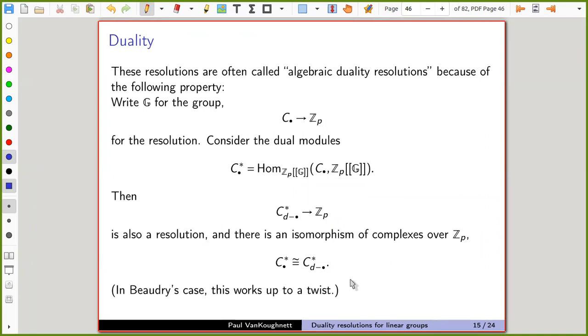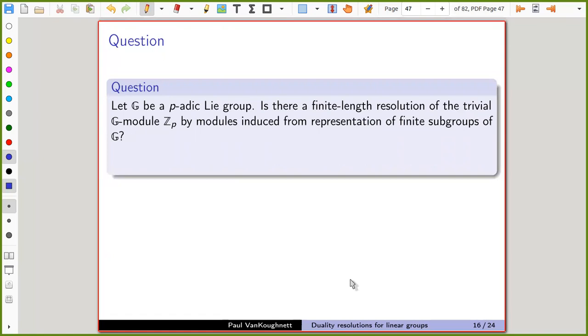Okay, so the question is basically, why is this happening and when else can we do it? So let's say that we have a p-adic Lie group G. Is there a finite length resolution of the trivial G-module Zp by modules which are induced from finite dimensional representations of finite subgroups of G?